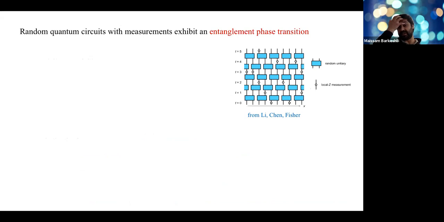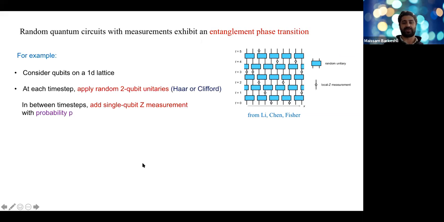Now, more recently, several groups have discovered that these random quantum circuits, when you add measurements to the problem, actually exhibit a very interesting kind of phase transition that was completely missed before. And this phase transition is an entanglement phase transition. So let me describe what this means.